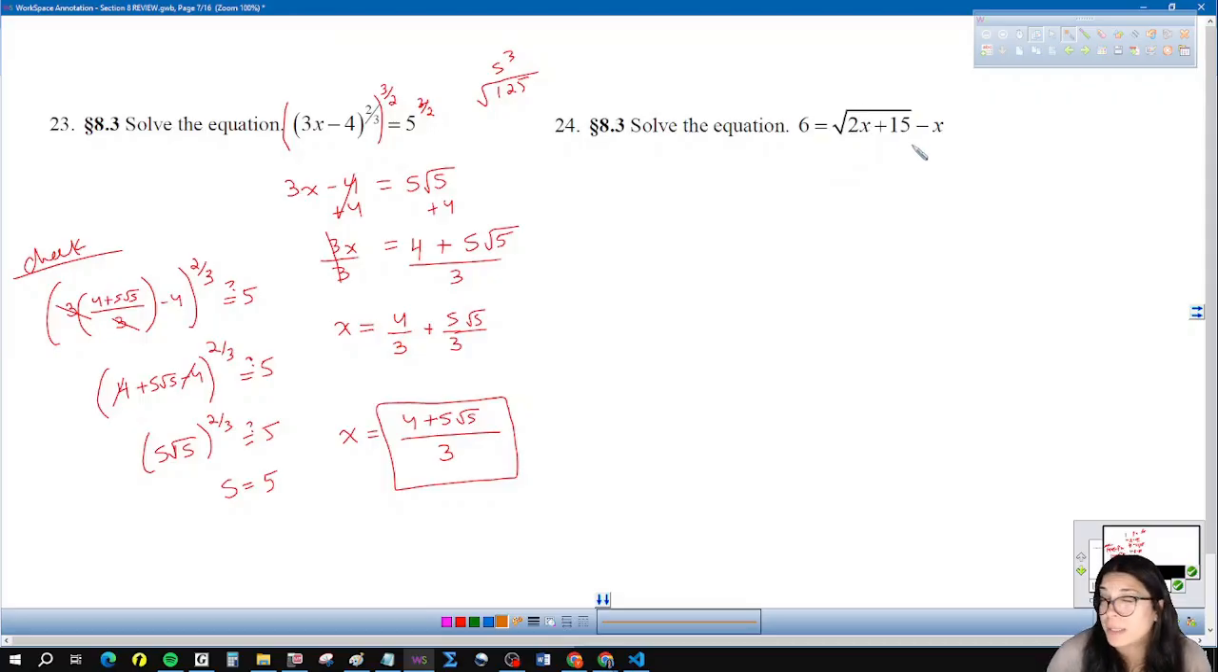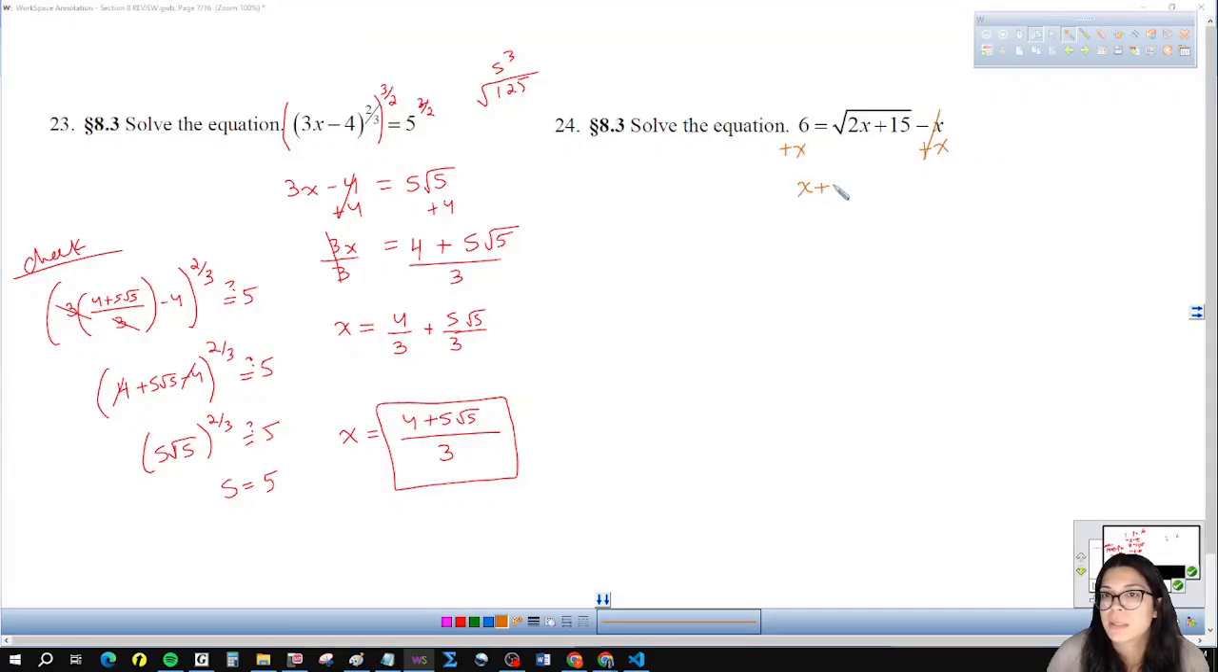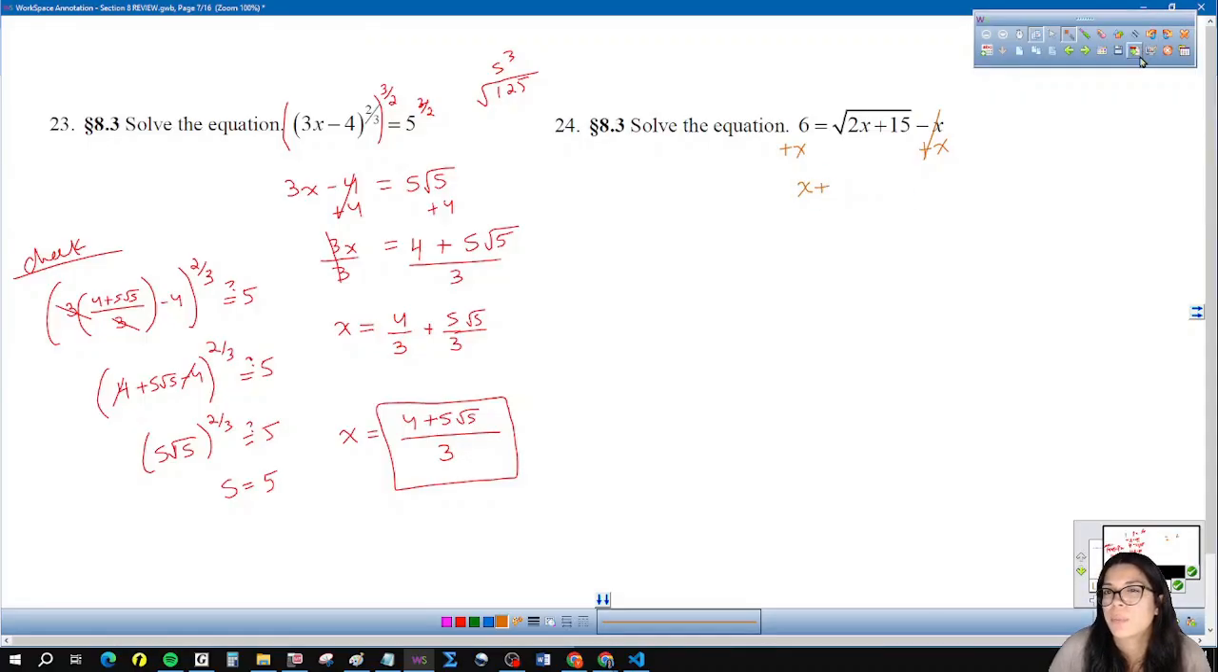All right, number 24. I want to get the radical by itself, so that way I can square both sides. So I'm going to add x on both sides. So I have x plus 6 on the left side, since the variable normally goes first, and then the radical on the right side.